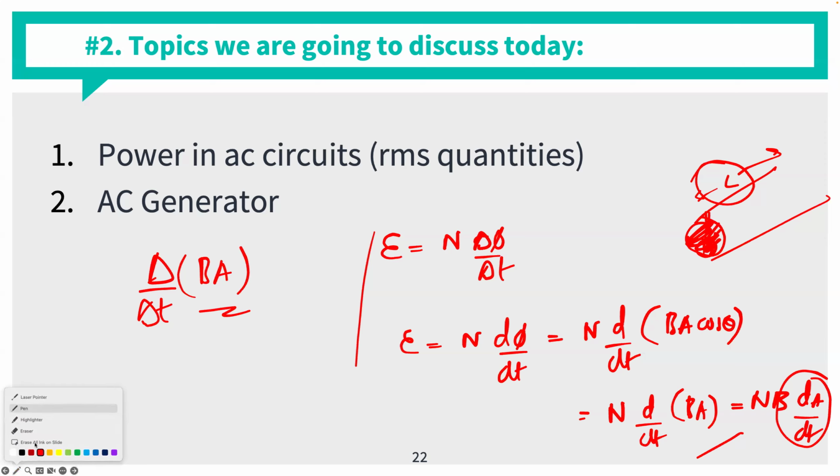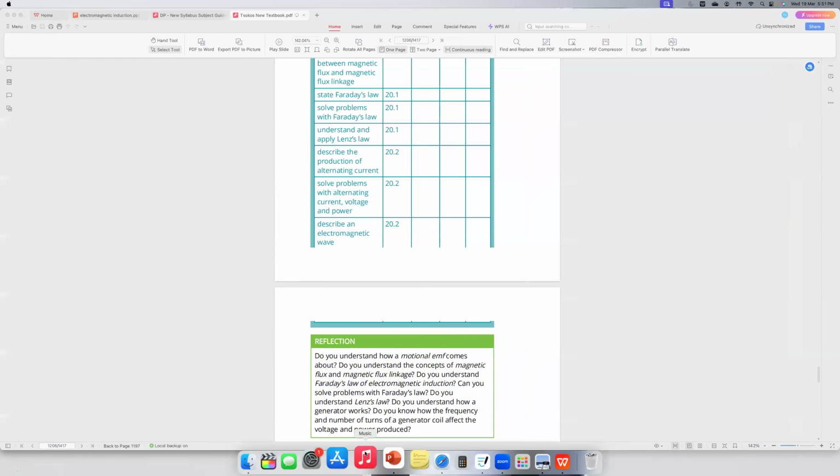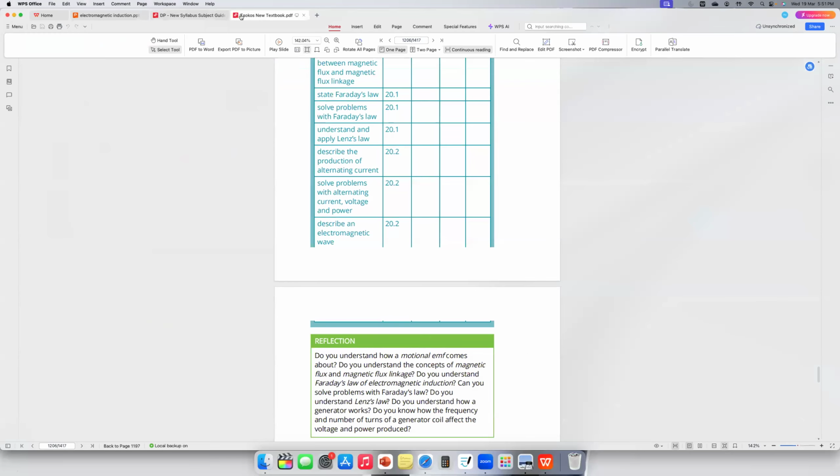So the conclusion is that EMF induced according to Faraday's law is N into delta phi by delta T, which can also be written as BLV. And that formula is there in your data booklet. Let me quickly show.